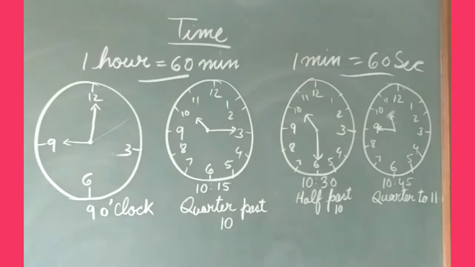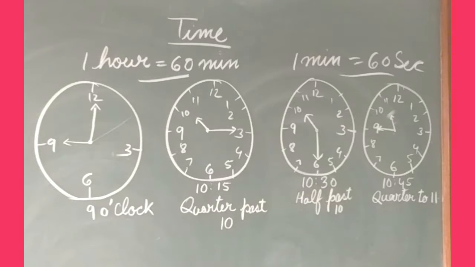Today we will start a new chapter. The name of the chapter is Time. In this, you are seeing that 1 hour equals 60 minutes. And 1 minute equals 60 seconds.